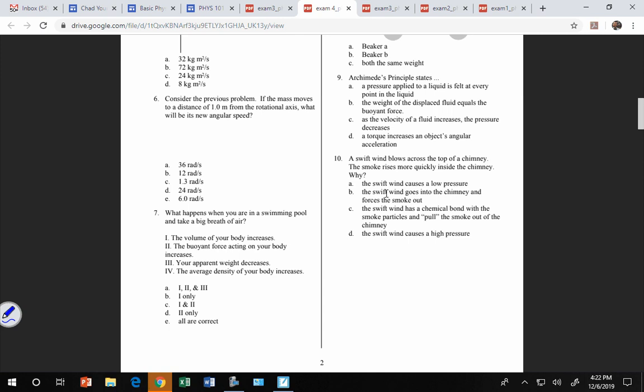The first thing that happens is your volume increases. You usually get bigger when you take a big deep breath of air. So the volume of your body increases. And because the volume increases, the buoyant force increases. Right? Because buoyant force is equal to the density of the fluid, the volume of the object, times g. And since this goes up, this goes up. That's why when you take a big deep breath, you float, because your volume increases.